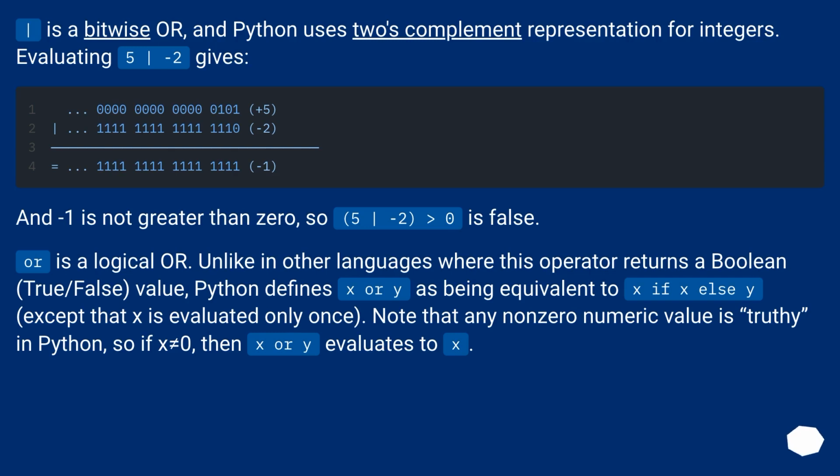or is a logical OR. Unlike in other languages where this operator returns a boolean, true/false, value, Python defines x or y as being equivalent to x if x else y, except that x is evaluated only once. Note that any non-zero numeric value is truthy in Python, so if x does not equal 0, then x or y evaluates to x.